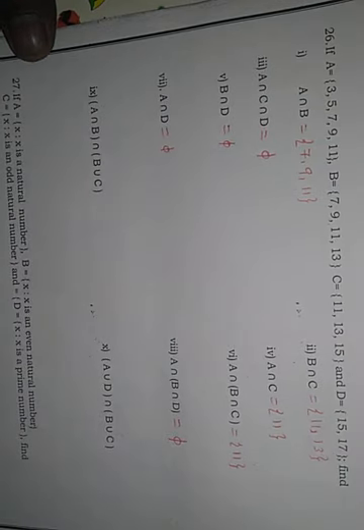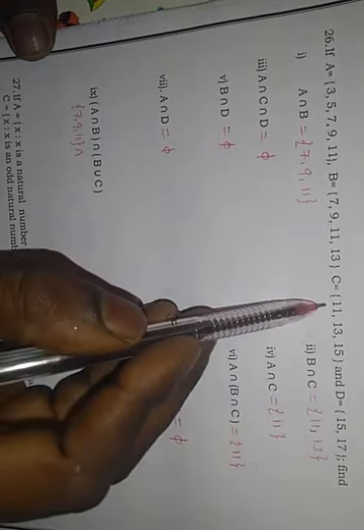Next, A intersection B, that is 7, 9, 11. Intersection B union C, that is 7, 9, 11, 13, 15. So again the intersection is 7, 9, 11. Enough.